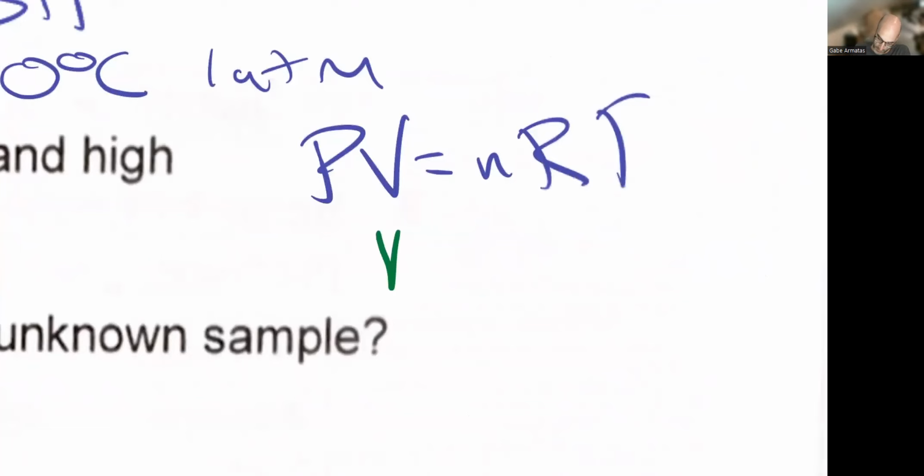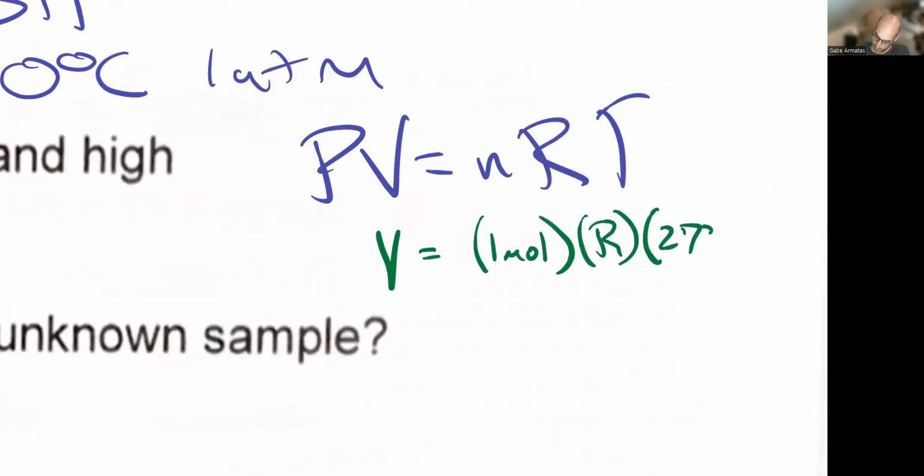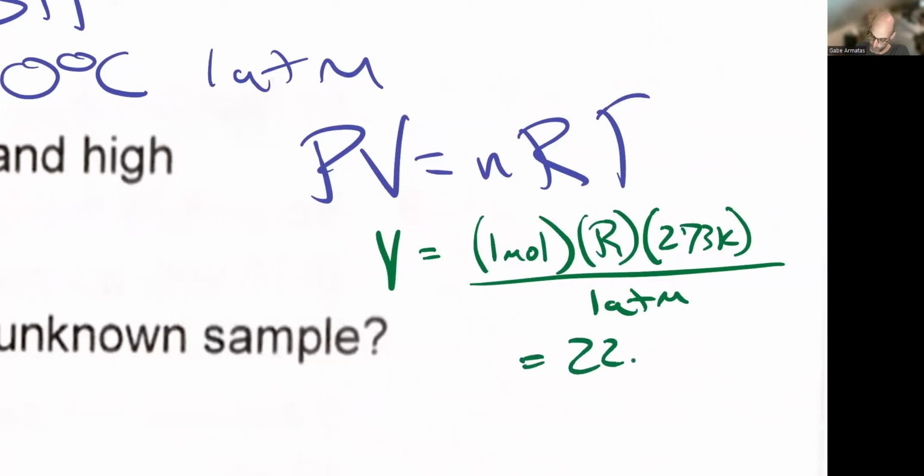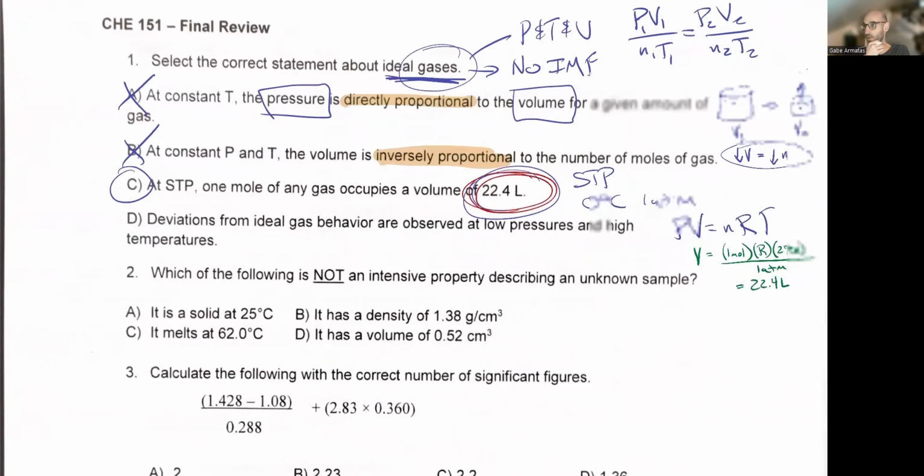So I'm going to solve for volume. Volume is equal to moles: 1 mole of gas. I'm not going to plug it in, but temperature of 0 degrees Celsius, which is 273 K, and a pressure of 1 atmosphere. If you solve this, you're going to find that volume is actually equal to 22.4 liters. So yes, that is true. You can always use PV equals nRT. In fact, I usually tell my students to use that to determine the fourth state or the third one.